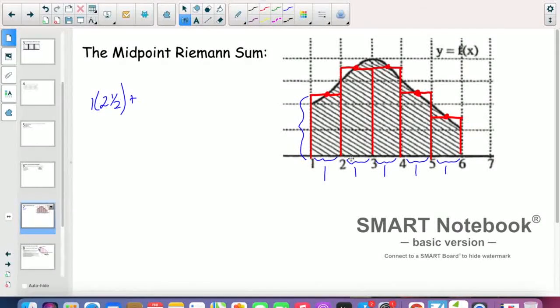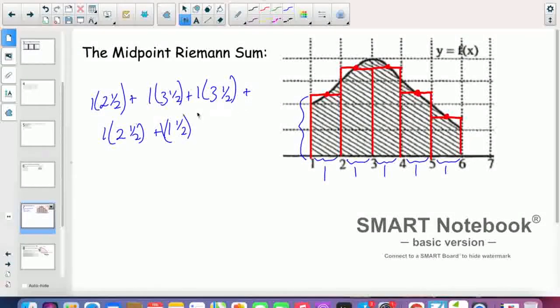Plus, for the second rectangle, it looks like this height is about 3.5. So I've got 1 times 3.5. For the next one, it looks like the height is about 3.5 again. So we've got 1 times 3.5, the width times the length. Here it looks like it's 1 times 2.5 again. I'm going to move down here. And then for the last one, it looks like 1 times about 1.5.